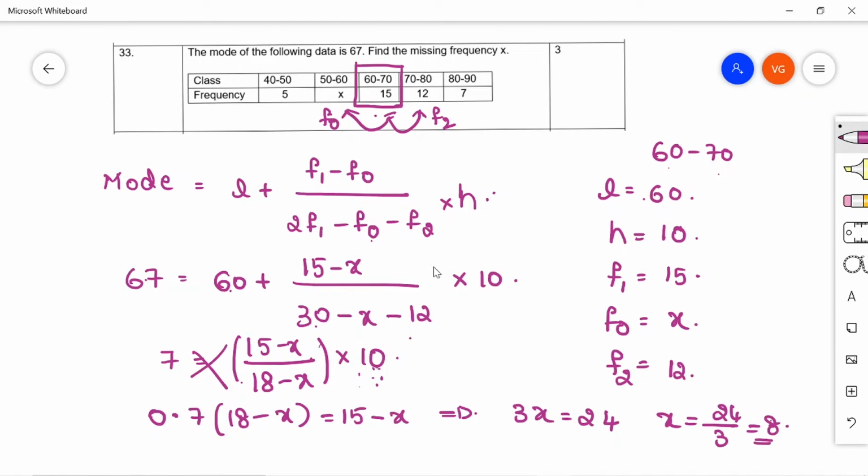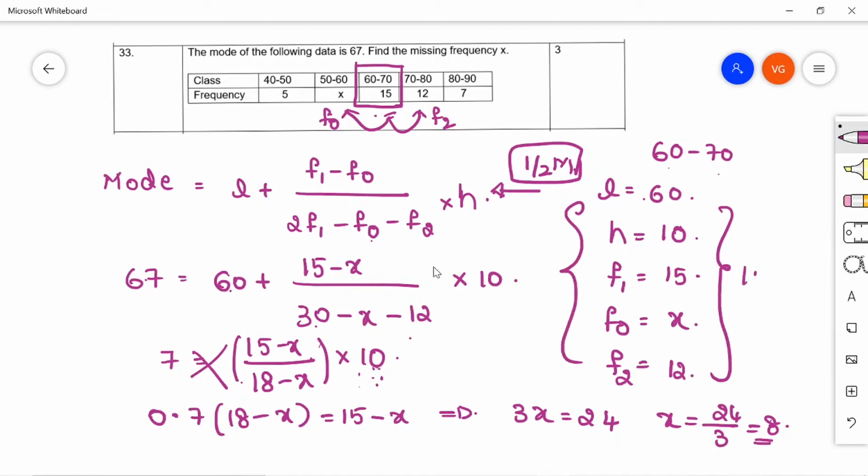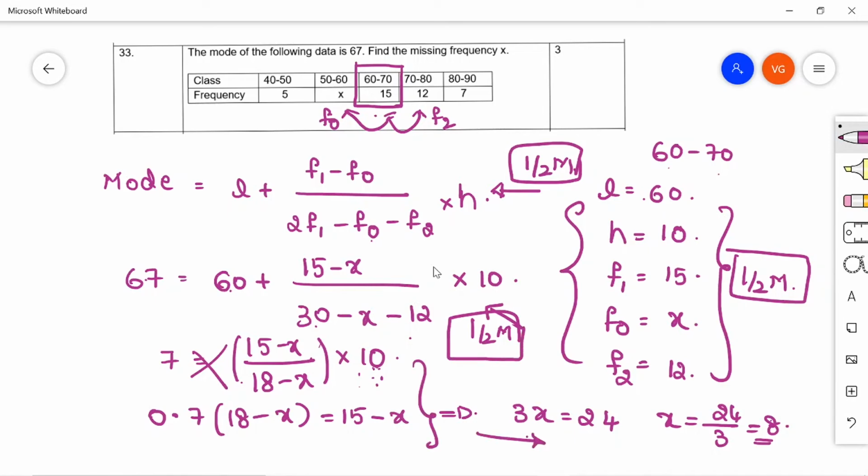So coming to the marking criteria, for writing the formula, you will get half mark. Then writing these values, you will get another half mark here. So till here you will get 1 mark. For substitution, half mark. Calculation part, you have many steps to calculate. Here itself you will get 1 mark. Writing down the final answer, finding the value of x, you will get the last half mark here, right? So this is how they have given those 3 marks.